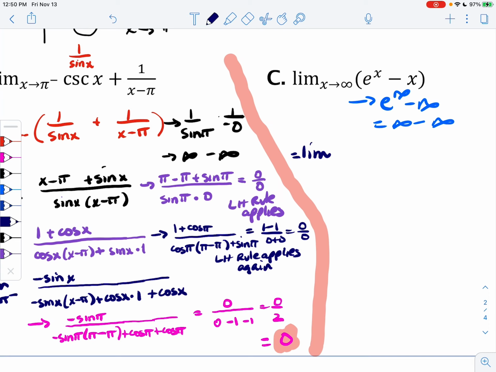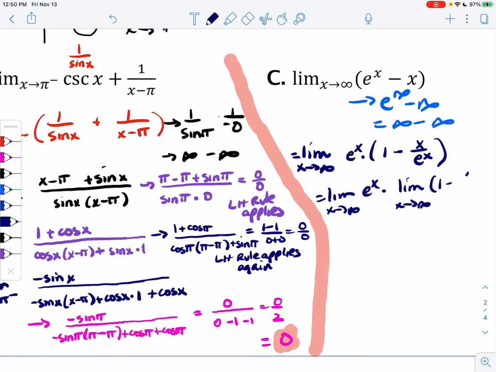I'm going to say this is the limit as x approaches infinity of e to the x, open parentheses, 1 minus x over e to the x. Good. And we're going to see that we've got a limit of a product, and the limit of a product is the product of the limits. So this is going to be the limit as x goes to infinity of e to the x times the limit as x goes to infinity of 1 minus x over e to the x.